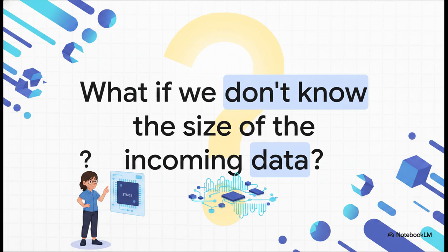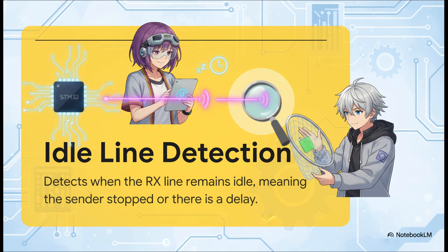When we configure the DMA, we usually have to tell it exactly how many bytes to expect up front. But setting a strict buffer size fails completely if an incoming file gets randomly chunked by the sender or just arrives at a totally unpredictable length. Well, the solution is actually hidden right inside the STM32's hardware. It's called idle line detection.